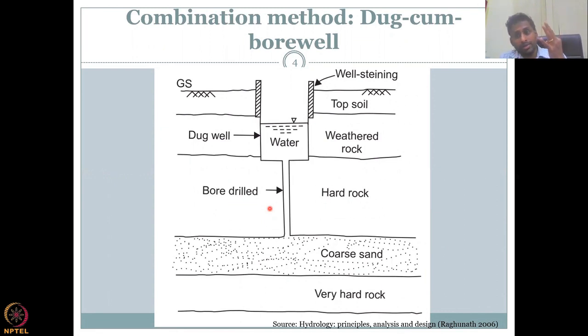Okay, so we have seen the three types. We have seen the dug well, the dry well, and the drilling method. Now there is also something called a combination, which is called the dug-cum-borewell. So which means you dig first, you make the first well, which is a dug well. Until here you do a dug well. And then after that, you go down into the dug well and then you drive your second well. Okay, so initially you would stop here. In the normal scenario for a dug well, you would stop here.